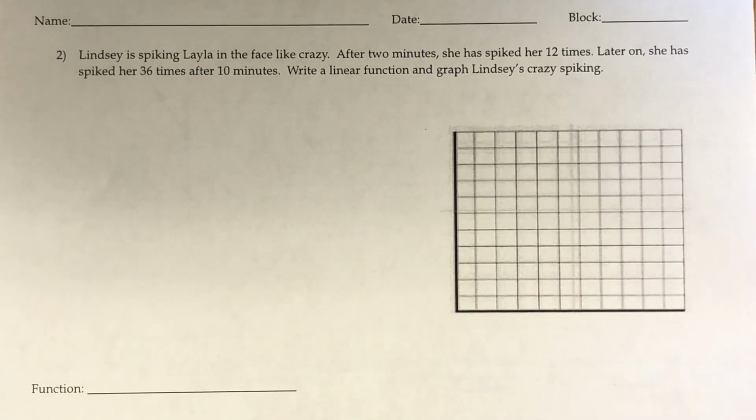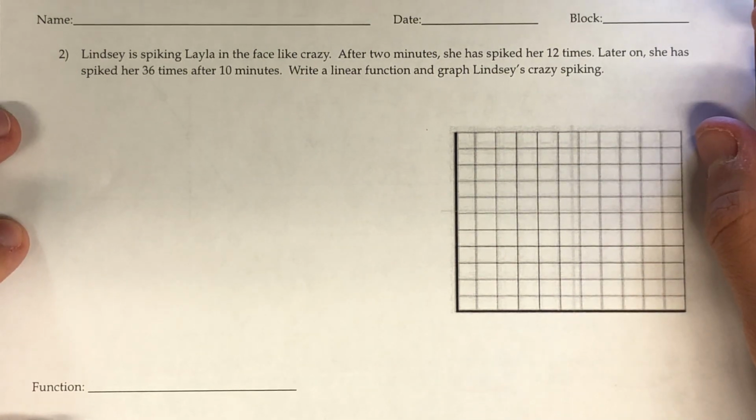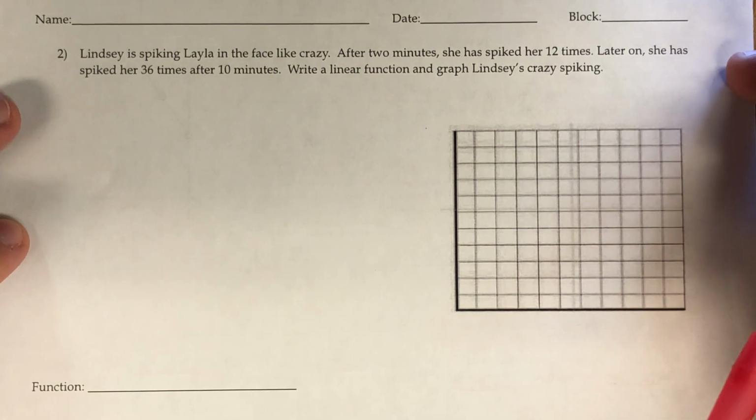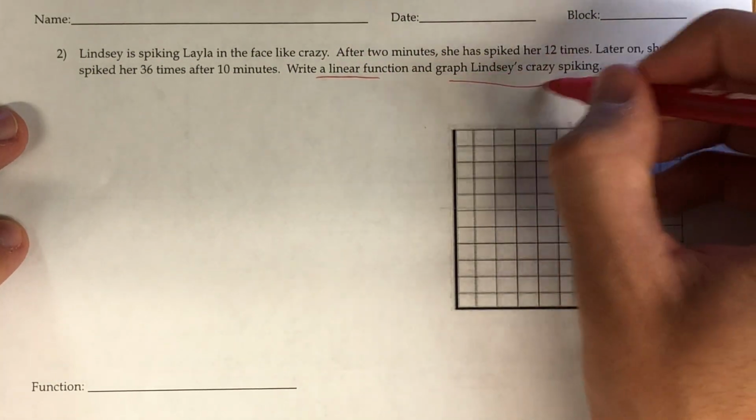All right. We'll talk through one more problem together, and then I want you to try one on your own. So here we have, it says, Lindsay is spiking Layla in the face like crazy. After 2 minutes, she has spiked her 12 times. Later on, she has spiked her 36 times after 10 minutes. Write a linear function and graph Lindsay's crazy spiking. So again, we're writing a function, we're graphing.